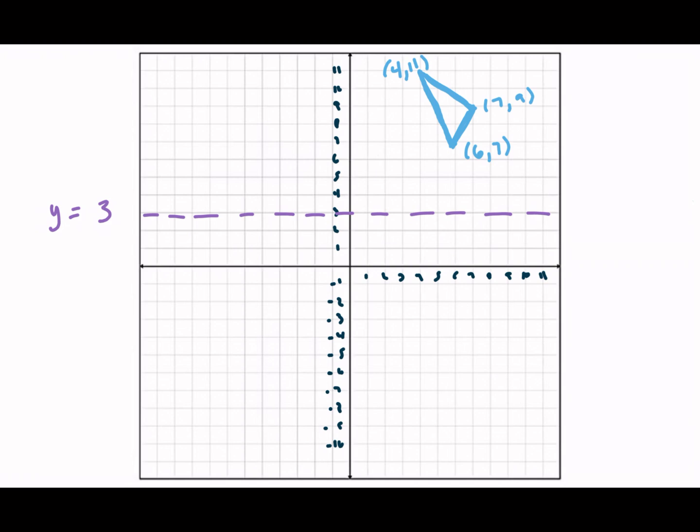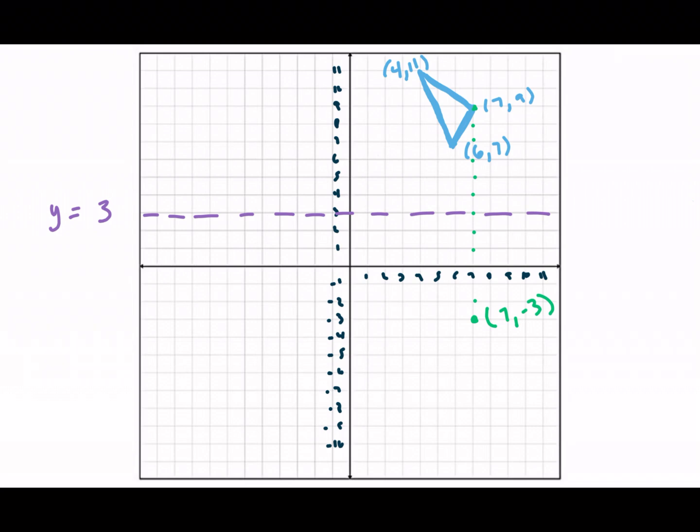I'm going to start with my 7, 9 point, and I'm going to count how far away it is from this line. Well, it's up 1, 2, 3, 4, 5, 6 units. That means I need to start at the line and count down 6 units. So my new coordinate is going to be at 7, -3.